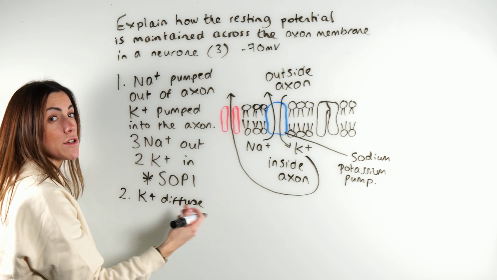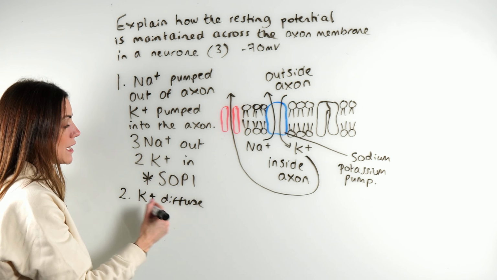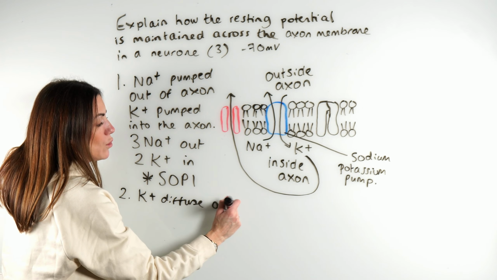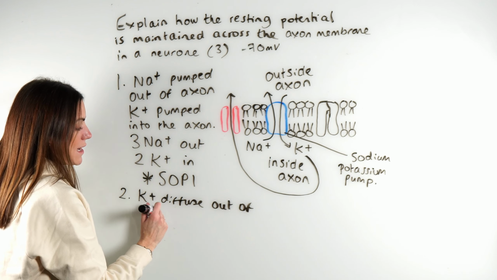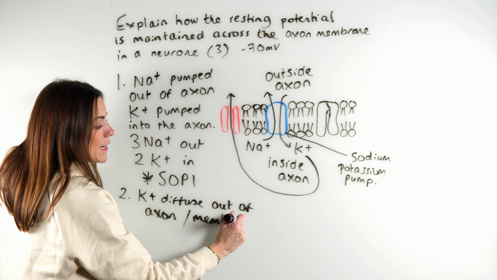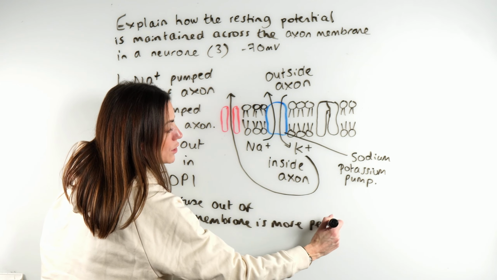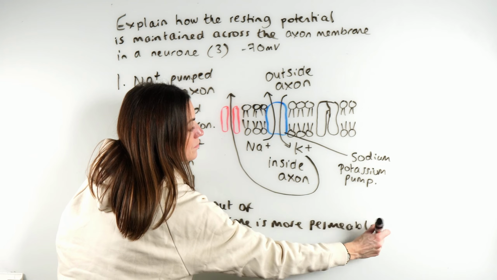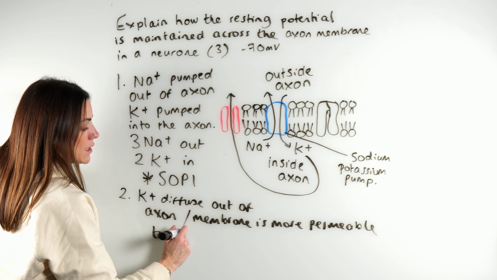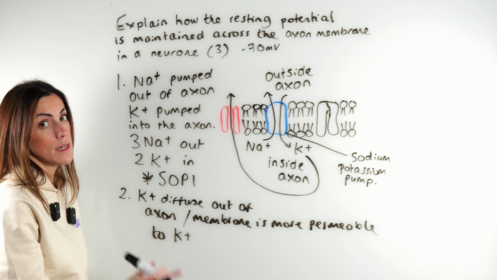K+ diffuse, this is just simple diffusion now because it's going down the concentration gradient. So K+ diffuse out of axon, or you can say the membrane is more permeable to potassium ions.